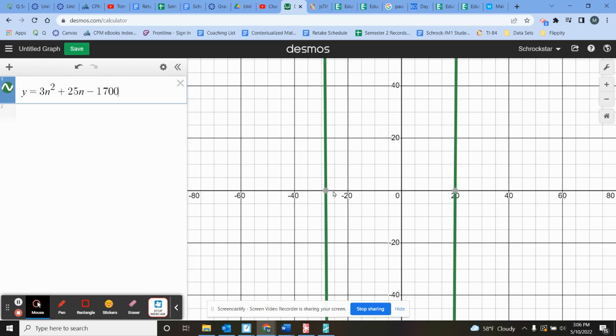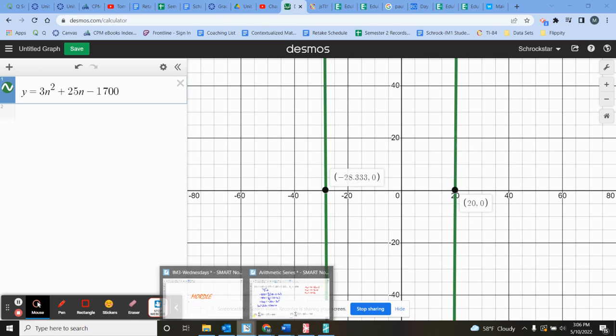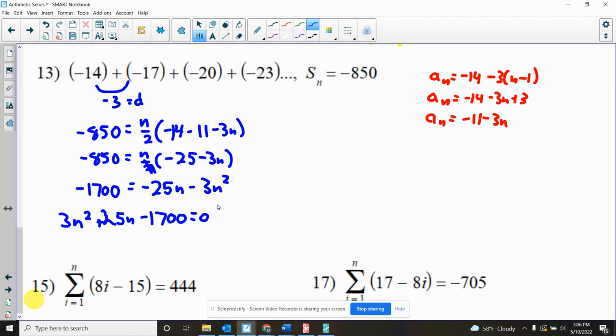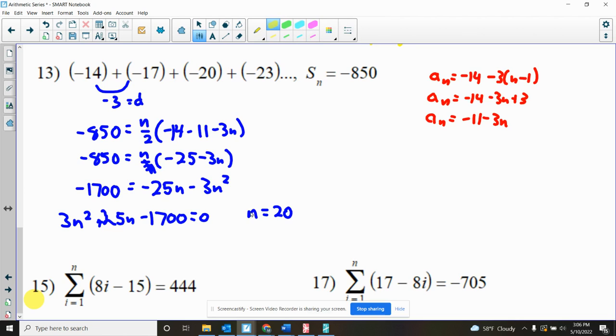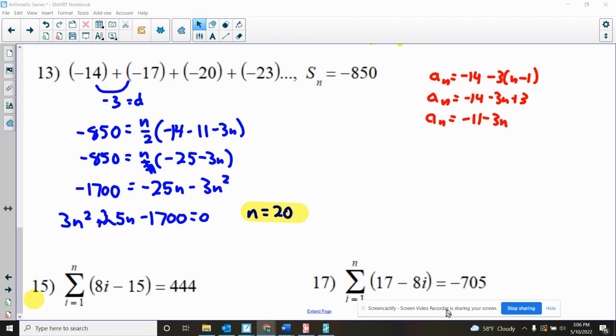And again, we are interested not in this negative answer, because our n is a number of terms. It's going to take us 20 terms to get that done and taken care of. So there we have it. And this time it is 20. Now, when you get that answer, if it makes you feel better, by all means, double check it. Find the 20th term, calculate the sum, make sure it does come out to -850, which it will in this case.